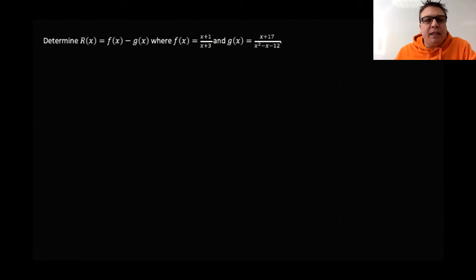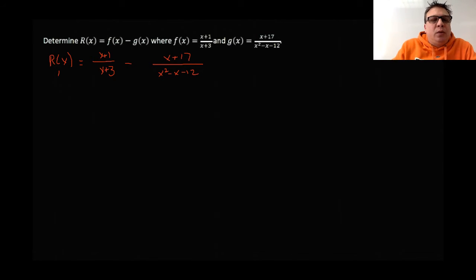So r of x, again, is f of x minus g of x. I'm just going to rewrite the f of x. So I've got x plus 1 divided by x plus 3, and I'm going to subtract from that x squared minus x minus 12, and I have an x plus 17 in the numerator. Let's go ahead and factor this so that we can figure out what our common denominators are going to be. So I have an x and an x.